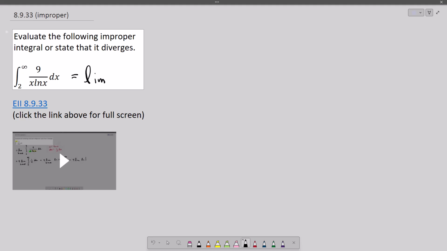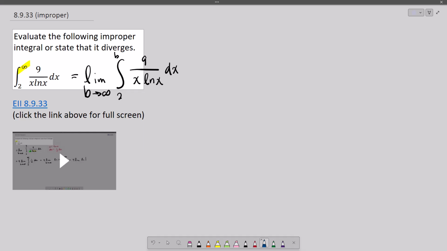But first thing we write down, limit as b goes to infinity. Integral from 2 to b. So that's always the first step with an improper integral. And with these horizontally unbounded ones, it should be jumping right out at you that it's improper because you have an infinite limit. Limit of integration can't be infinity. So what technique will we use here?